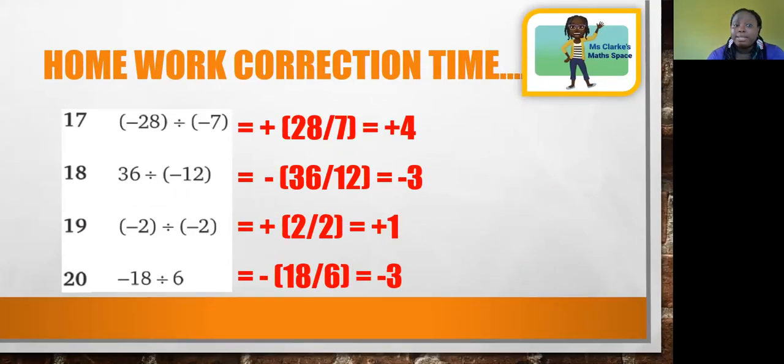Moving on to number 17. So we're picking up the pace a little bit more. So we know that it's the same rules for multiplication and division. So in this section, we're working on division. A negative divided by a negative is going to give us a positive number. 28 divided by 7 is 4. So that's how we're going to get +4. 36 divided by -12 is going to be -3. -2 divided by -2 is going to be +1. -18 divided by 6 is going to be -3.